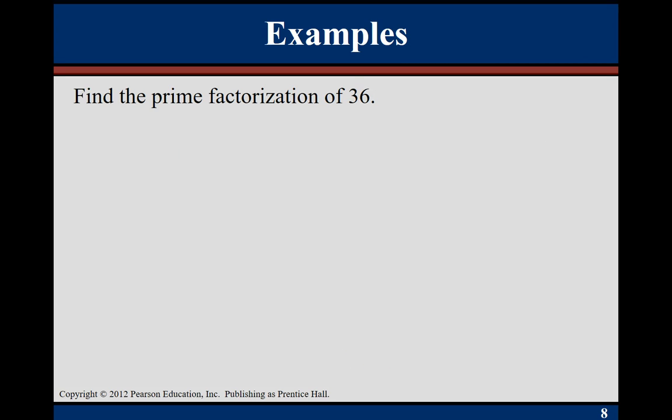To find the prime factorization of 36, you would find two numbers that you can multiply to get 36. There are multiple choices, but let's say I choose 12 times 3. 3 is already prime, but 12 is not. 12 is the product of 4 times 3. 3 is still prime, but as we saw earlier, 4 is composite. That's 2 times 2.